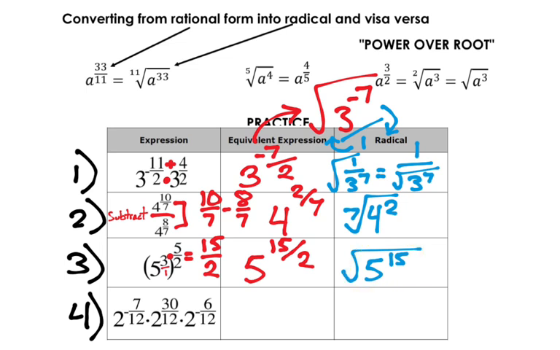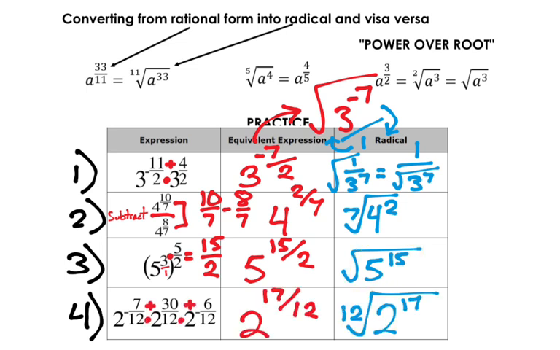And then the last example, you are multiplying all of those together, so you will be adding all of the exponents together. And when you do that correctly, you will have 17 over 12, and putting that into radical form, the 12th root of 2 to the 17th power.